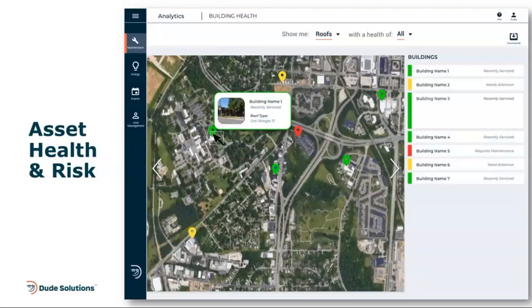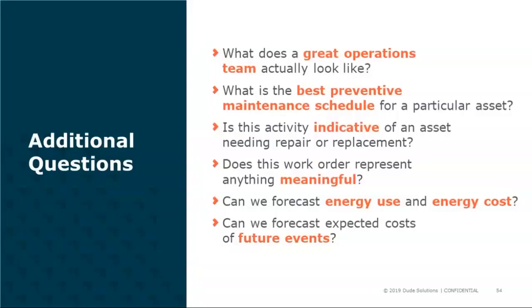In addition to the maintenance forecast and the asset health and risk, we're taking a look and asking some additional questions. How do we utilize this to help our clients? These are questions that have been brought to us or we've generated based on research. What do great operations teams look like? What are the skill sets made up? How can a best preventative maintenance schedule be implemented for a particular asset?